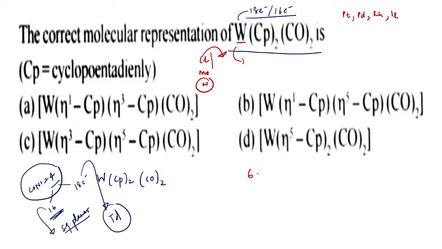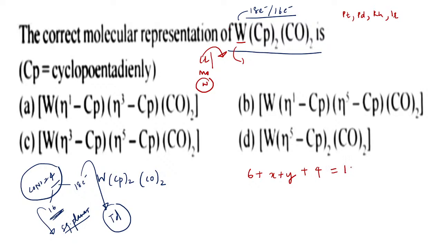So 6 electrons from the metal, and we have two cyclopentadiene rings. So we can write X and Y, since we don't know about the hapticity. It can have multiple hapticities, different values of hapticity. So we can write X plus Y. Then we have two carbonyl ligands. One carbonyl ligand is a 2 electron donor, so 2 into 2 is basically 4.